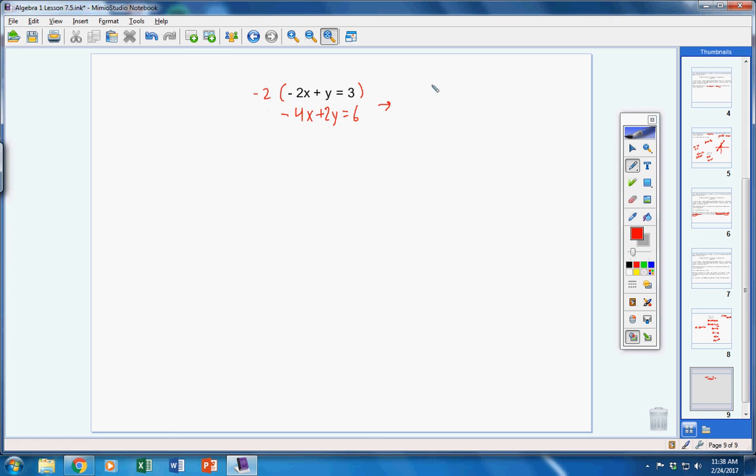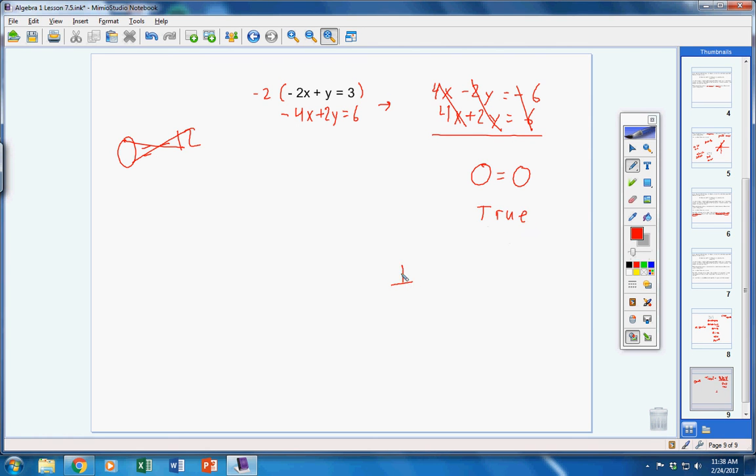Negative 2 times negative 2, that's a positive 4. Negative 2 times a positive y, that's a negative 2y. Negative 2 times 3 is a negative 6. And then bring over your other equation and look at what's going to happen. Isn't that interesting? Your x's cancel, your y's cancel, your 6's cancel, and you're left with 0 equals 0. Now the last problem you were left with 0 equals what? Wasn't it negative 12, I believe? Yeah. Well, that's a false statement, impossibility, no solution. But 0 equals 0 is true, and there's no way we can solve it, so the answer is infinite solutions.